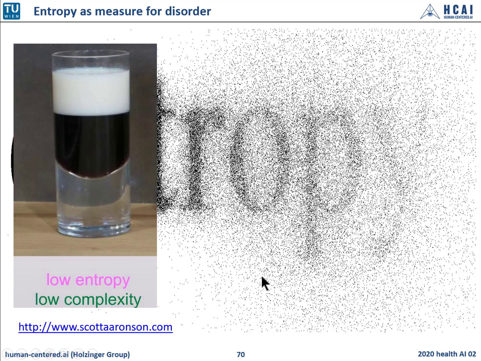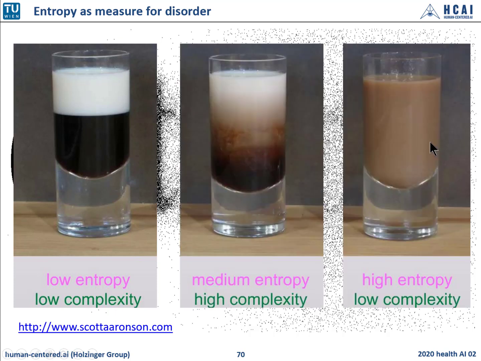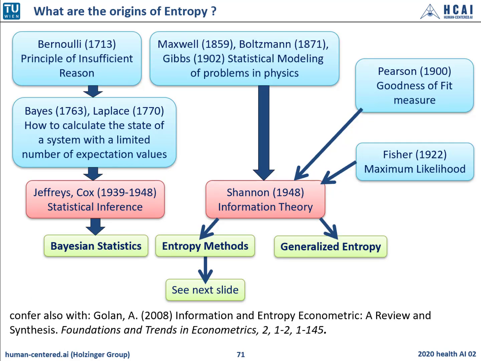So a quick demonstration of how useful this can be. You have, for example, low entropy, low complexity. You have medium entropy, high complexity, and you have then high entropy and low complexity. So you see, this has to do with the arrow of time. And there are a lot of different ways of measuring entropy and different origins of entropy.